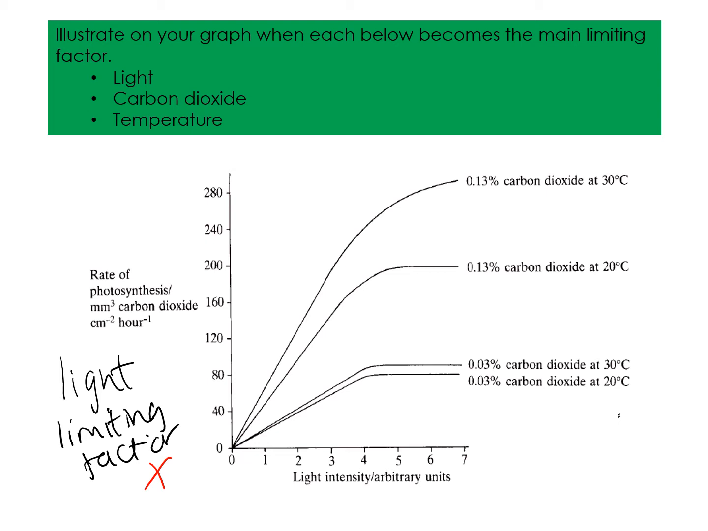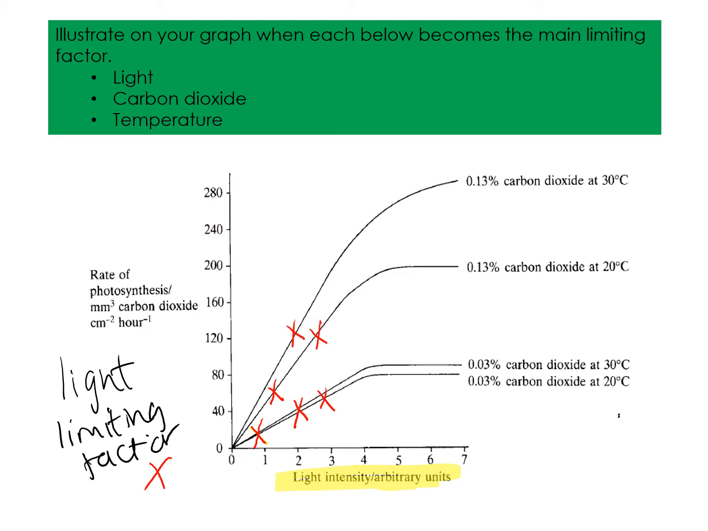Well, on this graph, our x-axis is light intensity. So as you're increasing light intensity, you can see at first, in the first part of the graph for all the lines, the rate increases. So it's fine to place a cross, a red cross, anywhere where the line is still increasing. So all these would be correct.